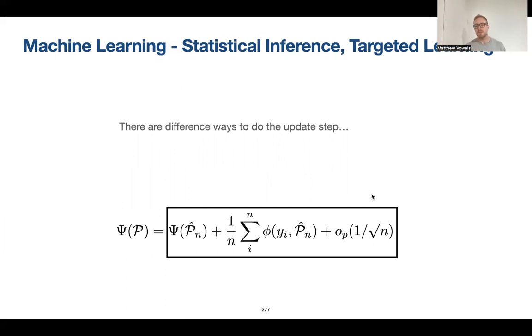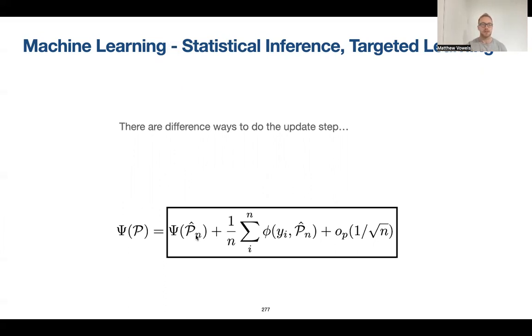But the principles are actually very basic. And I'm not going to go into the targeting method, but in general, you can actually just add the value of your influence function, your average influence function over your data set, to your initial estimate. So that's what's given here. The true value, psi of calligraphic P, which is supposed to represent the population, is equal to the estimate of that, psi of P hat n.